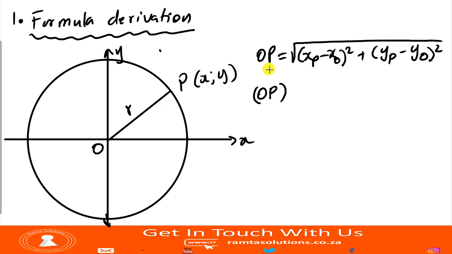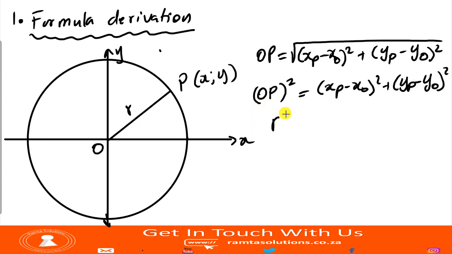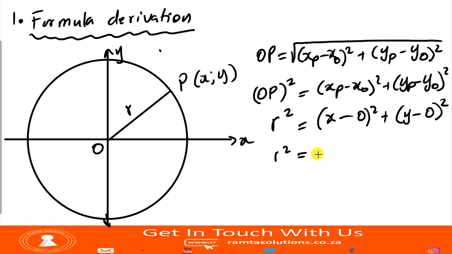So OP squared equals (X of P minus X of O) all squared plus (Y of P minus Y of O) all squared. We said OP is the radius, which we call R, so it will be R squared. Now X of P is X. X of O, this is the origin, where the coordinates are 0 and 0, so it's 0. Y of P we're calling Y, and Y of O is 0. So therefore we have X squared plus Y squared.